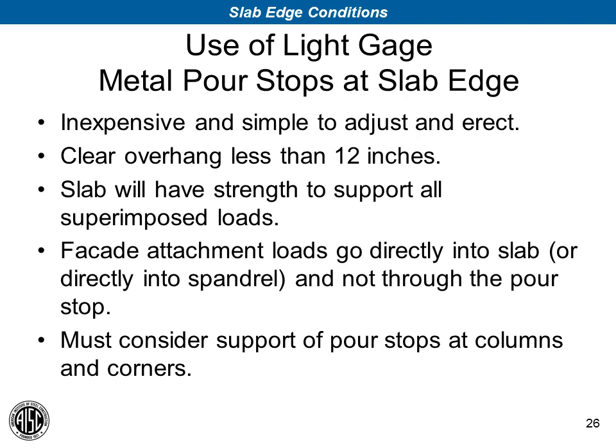In this case, the slab itself, the concrete, will have to have the strength to support all the superimposed loads, and the facade attachment load has to go directly into the slab and not through the pour stop. The pour stop is typically not strong enough to accommodate supporting the facade loads directly. So in other words, the pour stop is just that. It's a stay-in-place form for the wet load of the concrete.